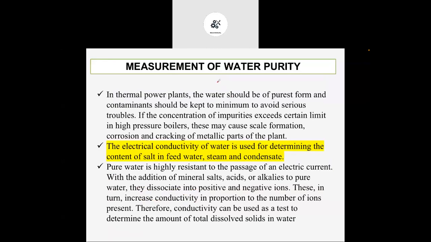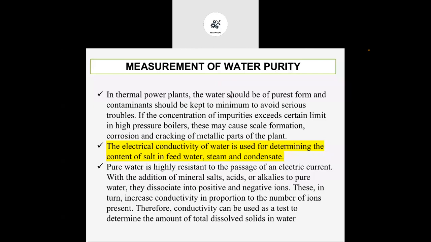So the first one is the measurement of water purity. Water is the main constituent, the working fluid, of any type of thermal power plant or hydraulic power plant, etc. Particularly in a thermal power plant, we have to find out the water purity.